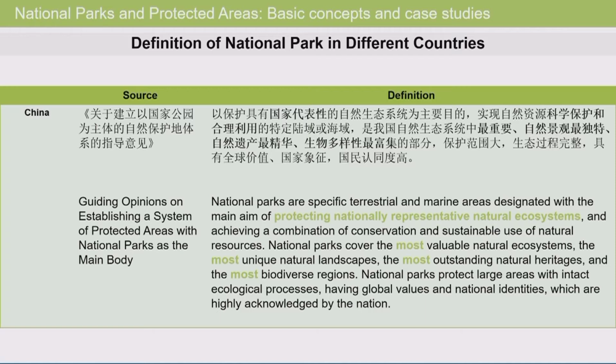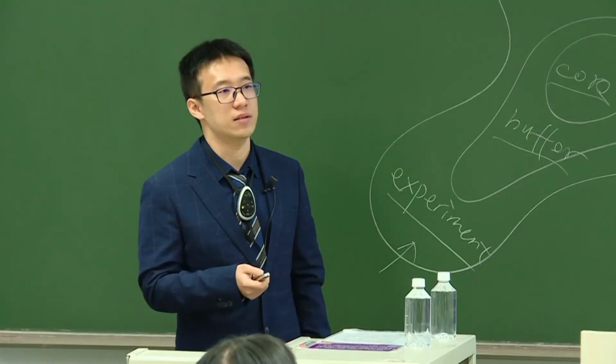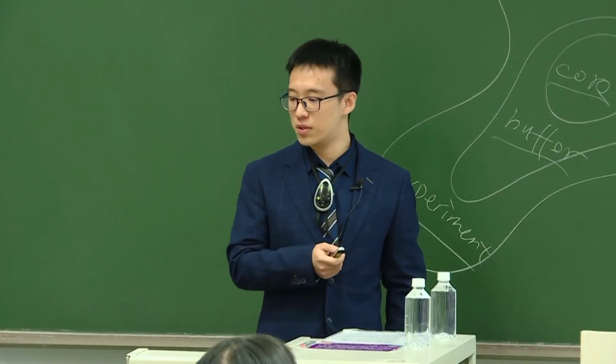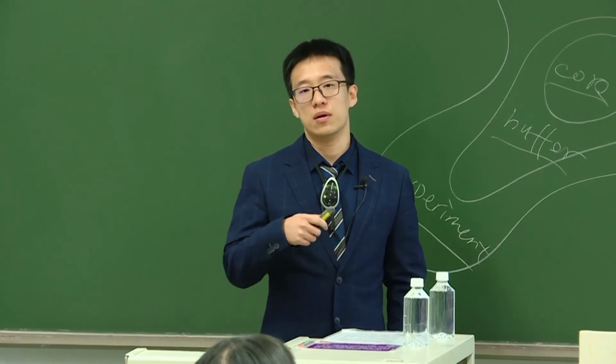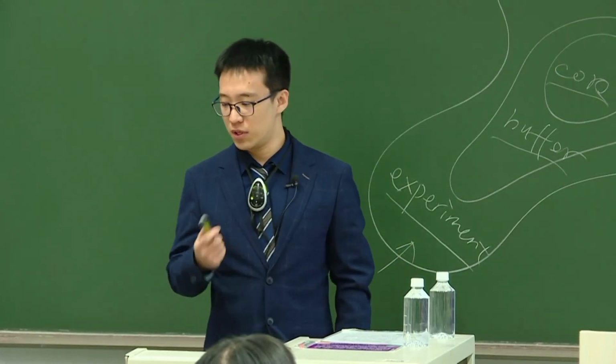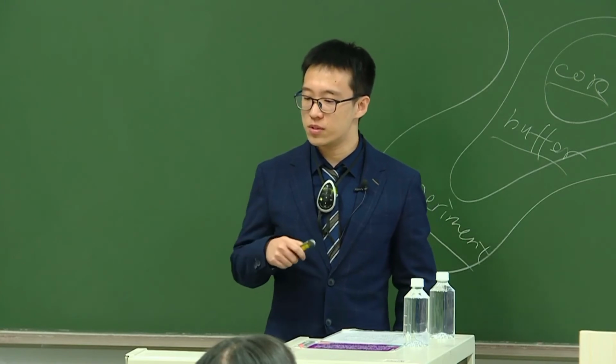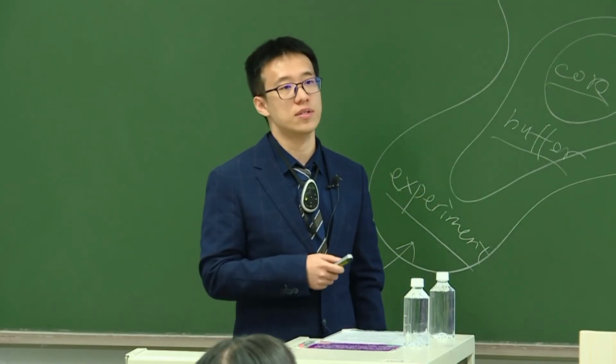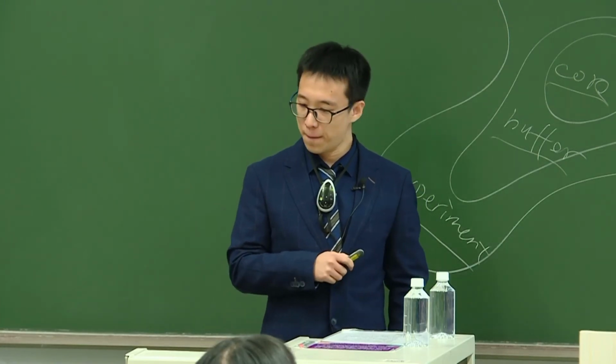So from this definition, you may get some general idea about China's national parks. Basically, it should have the highest level of protection. You could see from the foremost, it should be the most valuable ecosystem, no matter in terms of landscape or biodiversity or ecosystem. So that is the most important characteristic of China's national park.